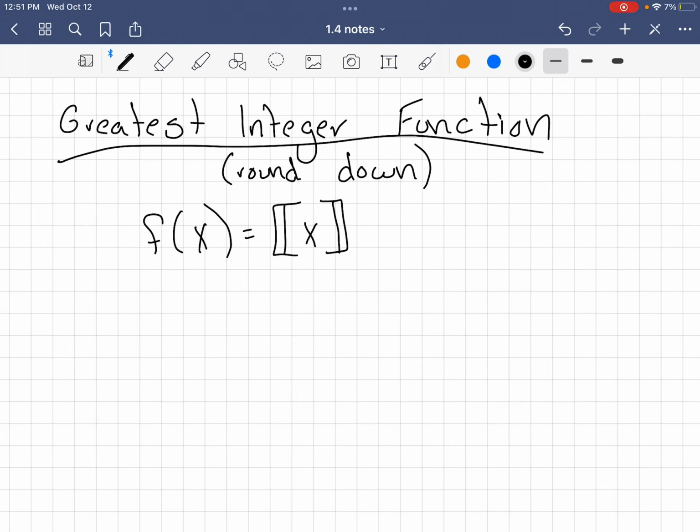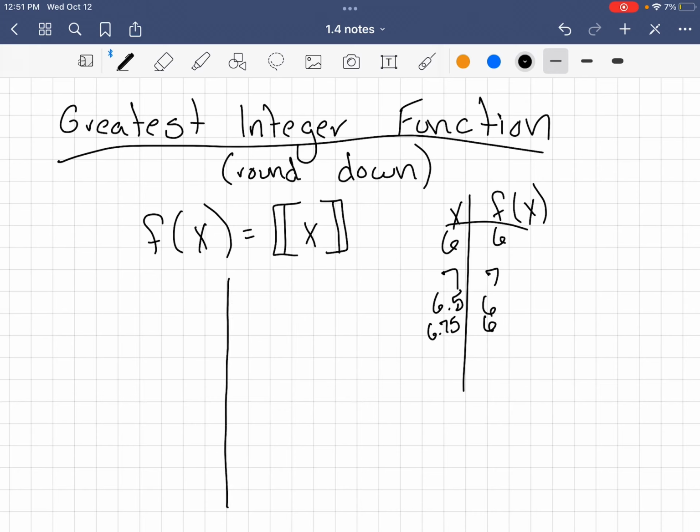So if we were to plug in some x's and y's, let's create a table. If I put in a 6, it's going to round it down to the nearest whole number, which is 6. So 7 would be 7, but 6.5 would round down to 6. 6.75 is going to be 6. Basically anything in between 6 and 7 is going to round down to 6 until I get to 7, and then I'll get 7. So then the graph of this is actually really funny. It's called a step function for a reason you'll see here in a minute.